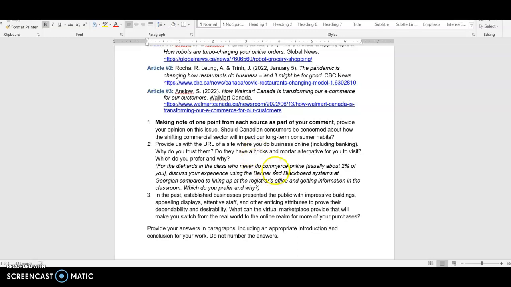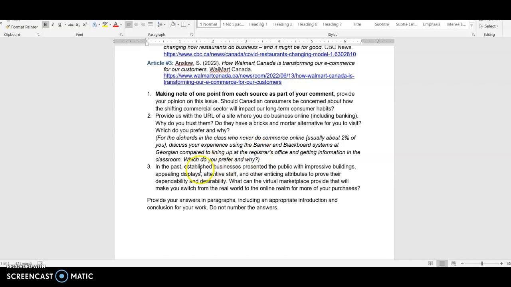Now, usually there's a tiny percentage of the class that doesn't like doing things online. Now, maybe you had to get over it during COVID, but if not, you get to discuss using Banner and Blackboard instead if you refuse to online bank and online shop. So there's the option for you. Last question. In the past, businesses have had beautiful buildings, displays, staff, all these things to entice us into the store and to buy things from them.